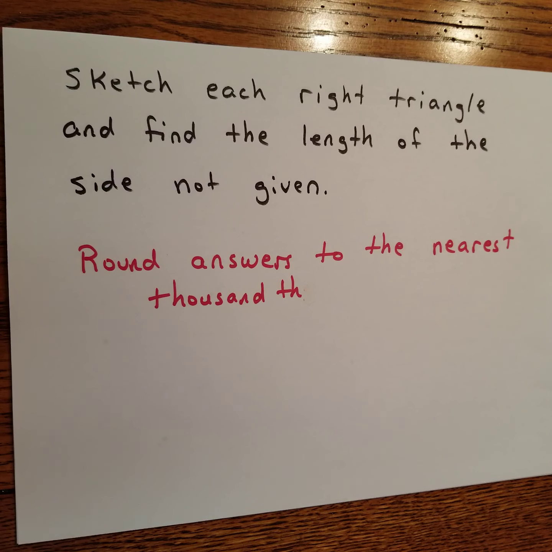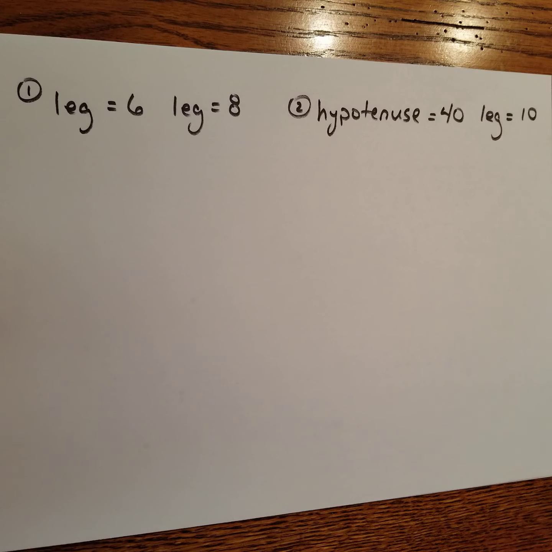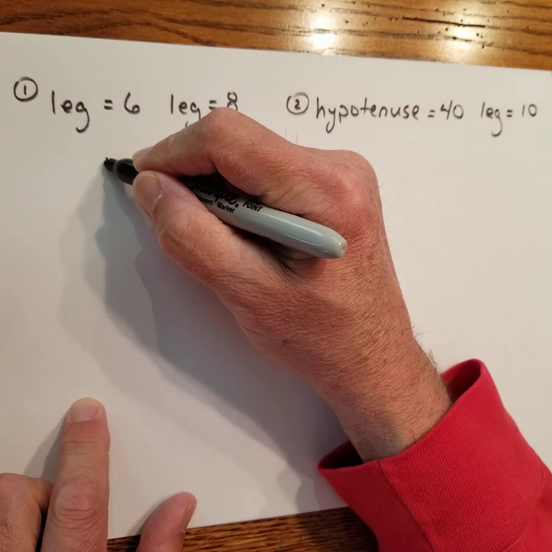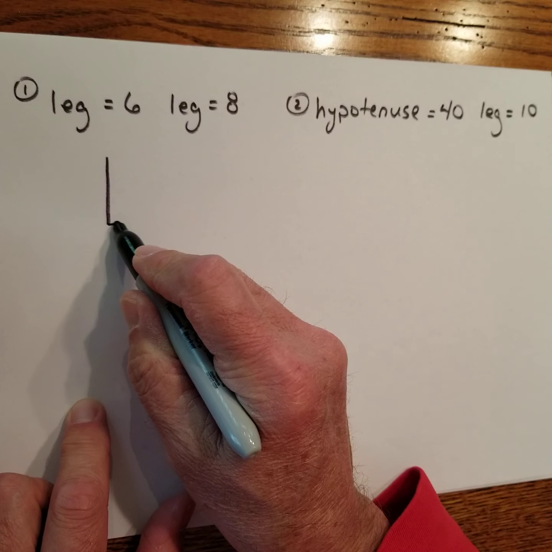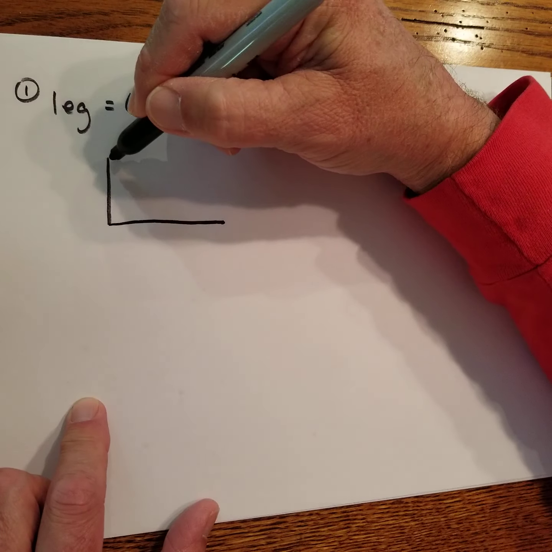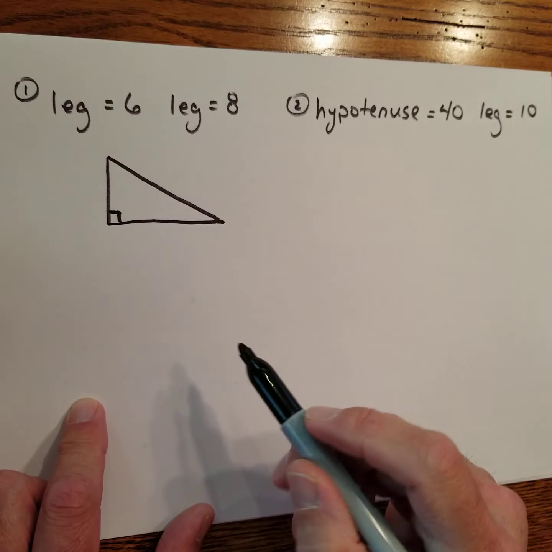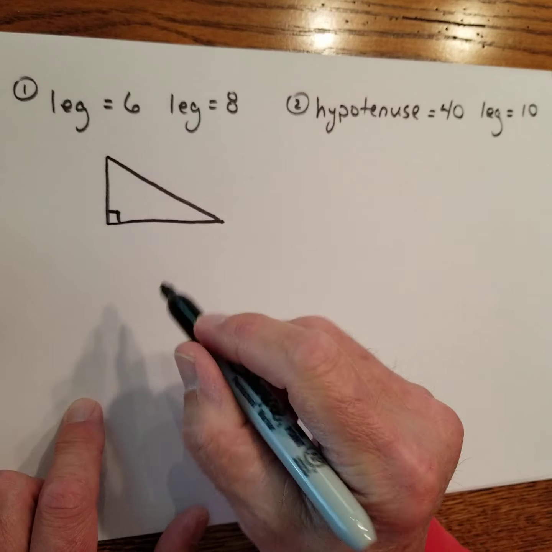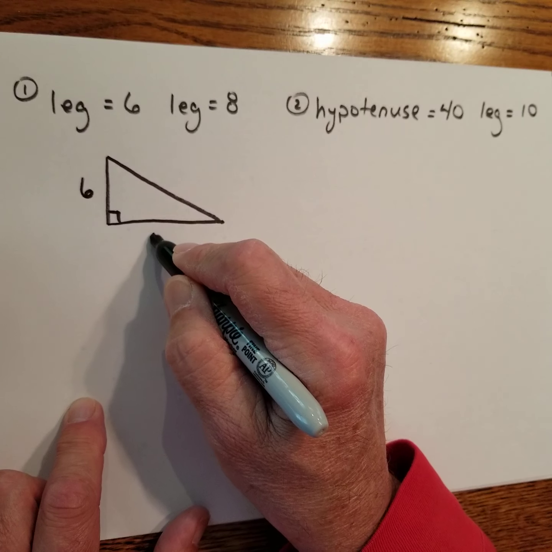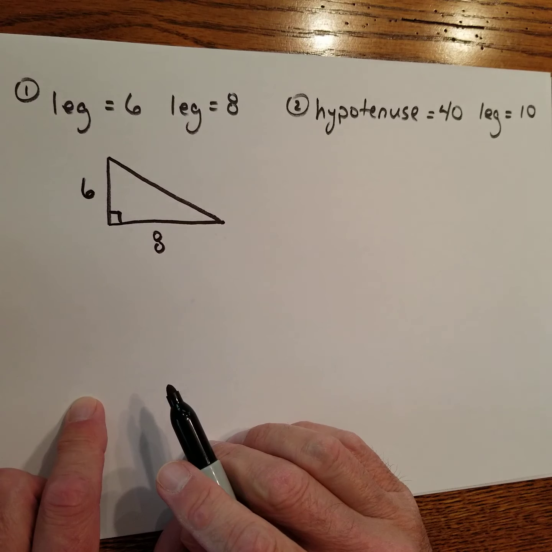Now on your homework problems, you're going to be asked to sketch your own right triangle, then find the length of the side not given. We'll continue to round our answers to the nearest thousandth. Let's try number 1. We sketch our own triangle. Make it a right triangle, which means it must have a right angle. The legs are 6 and 8, and the legs are the two sides that make up the right angle.